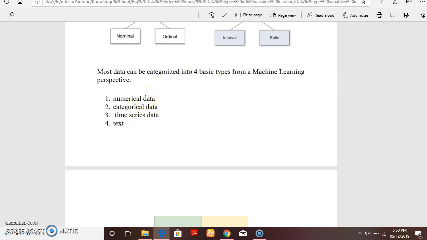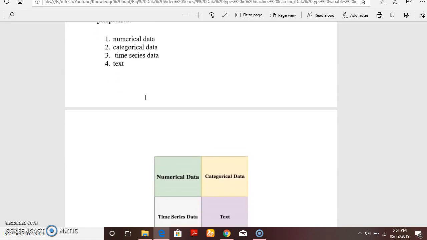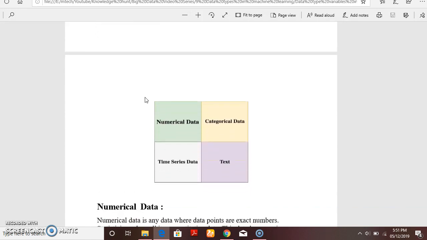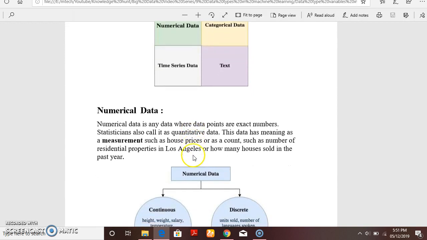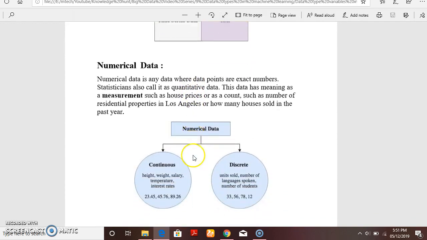So when we are applying an algorithm, it will be categorical data, text data, or numerical data, or it will be a time series based data set. So these are the four types: numerical, categorical, time series, and text. So what is numerical data? As the name indicates, it is based on numbers. Numeric in the sense numbers.